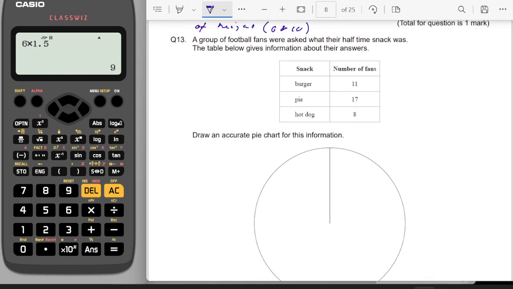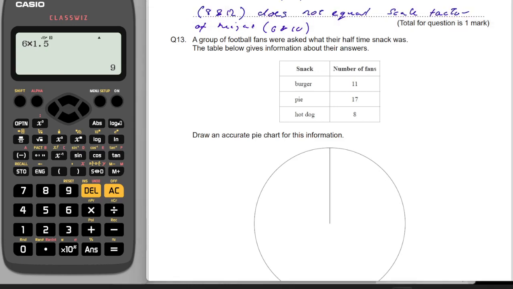Question 13. A group of football fans were asked what their half-time snack was. Table below gives information about their answers. So we've got to draw an accurate pie chart for this information. So my first thing, I'm going to work out the angle size of my pie chart. So I tend to do this in a quite straightforward way. So my total here is going to be 11 plus 17 plus 8. So my total is going to be 36.